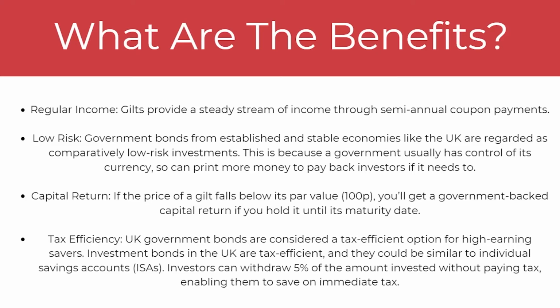Also, capital return. If the price of a gilt falls below its par value, you'll get a government-backed capital return if you hold it until its maturity date. And finally, tax efficiency. UK government bonds are considered a tax-efficient option for high-earning savers. Investment bonds in the UK are tax-efficient, and they can be similar to individual savings accounts. Investors can withdraw 5% of the amount invested without paying tax, enabling them to save on immediate tax.